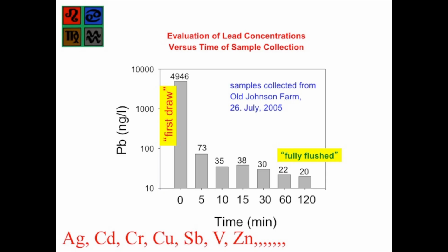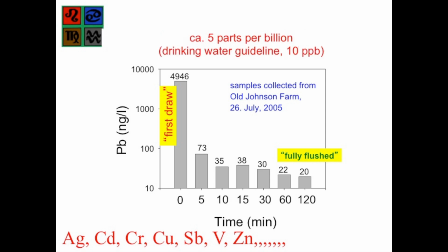So if we do a time series, this is lead concentrations in parts per trillion. That first drop of water has about 5,000 parts per trillion, the first drop of water. So 5 parts per billion. The drinking water guideline is 10 parts per billion. But if you let the water flow, after about 2 hours, you're down to about 20 parts per trillion.